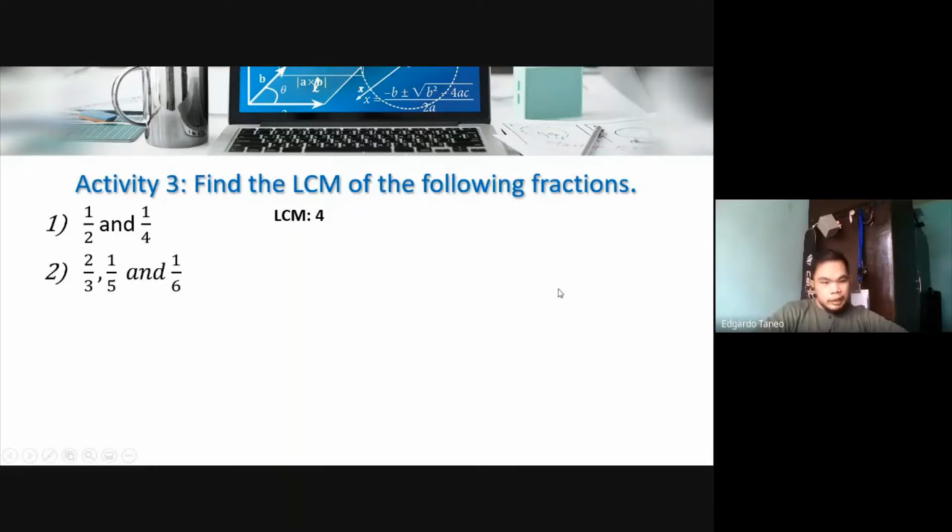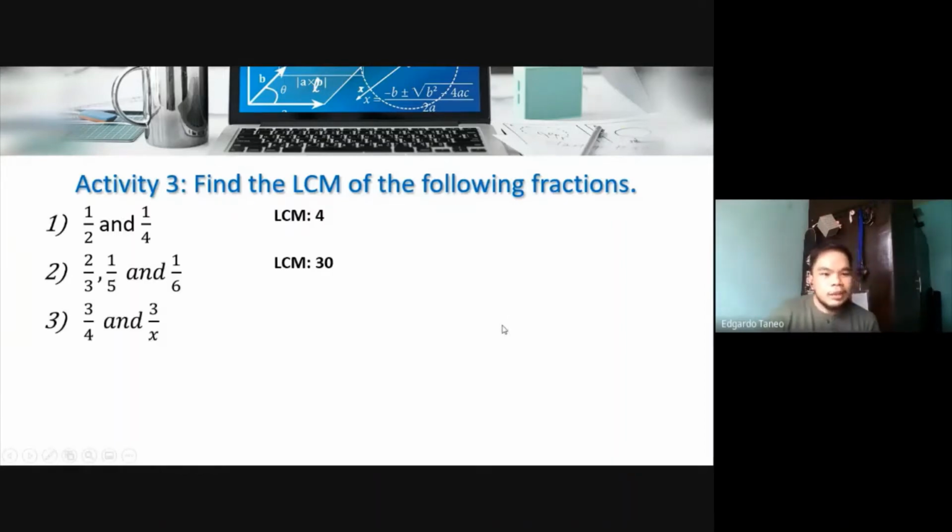What is the LCM of 2/3, 1/5, and 1/6? 15. Other answer, please. 20. Other answer. Okay, very good, Jamaica. So that is 30. The answer is 30. Very good, guys. Okay, next.